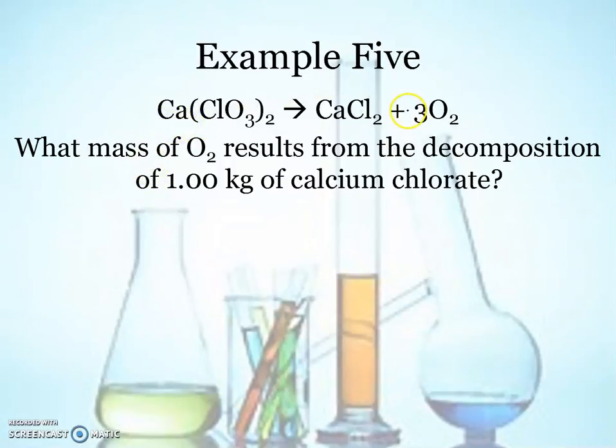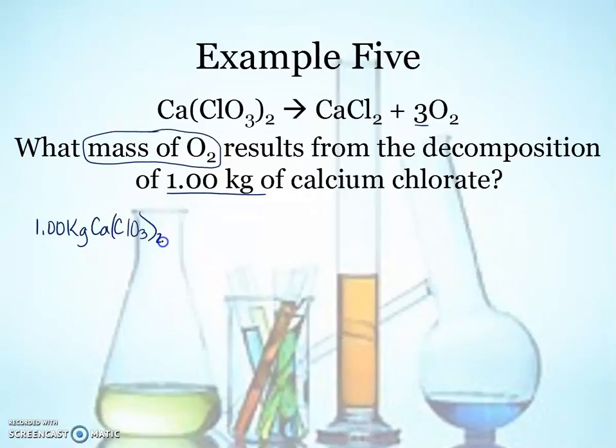So we've got our balanced chemical equation, and don't always assume it's balanced just because there are coefficients. You do want to check, make sure it's balanced. All right, what mass of O2 results from the decomposition of 1 kilogram of calcium chlorate? We're starting with 1 kilogram of calcium chlorate, and we've got to go to grams of O2. So we've got to go from kilograms to grams to moles to moles to grams.